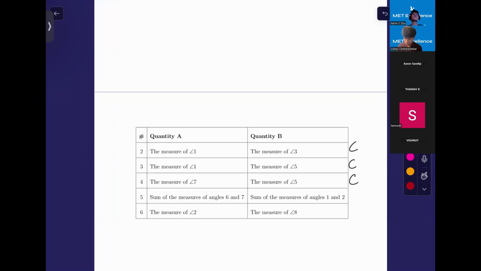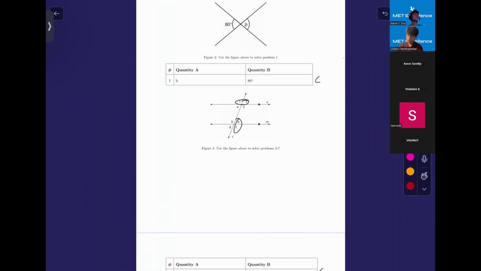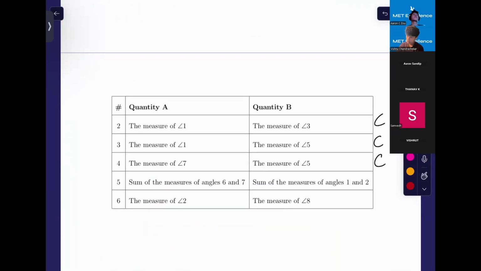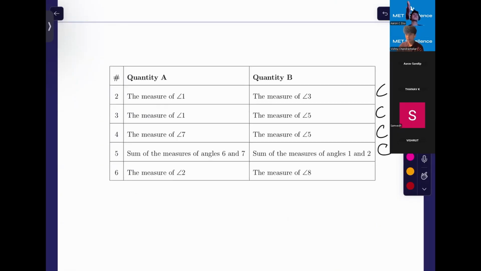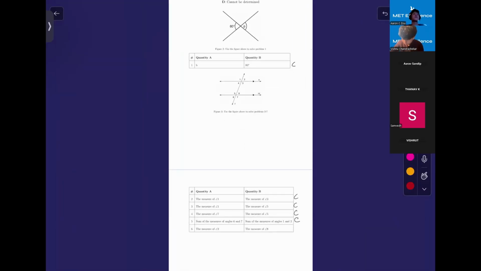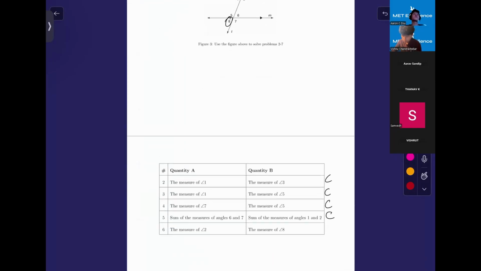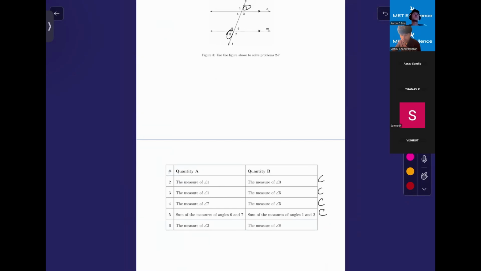Sum of the measure of angle 6 and 7. I'm pretty sure these would both be 180 degrees. Yep, they are. They're both straight angles since they sum up to be the entire straight line. The measure of angle 2 and the measure of angle 8. Those are also equal.